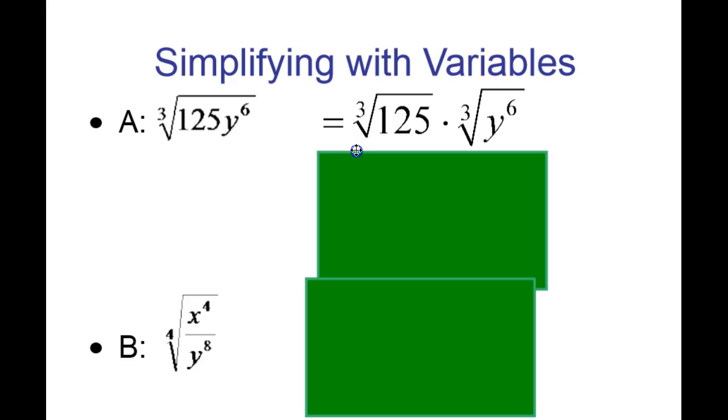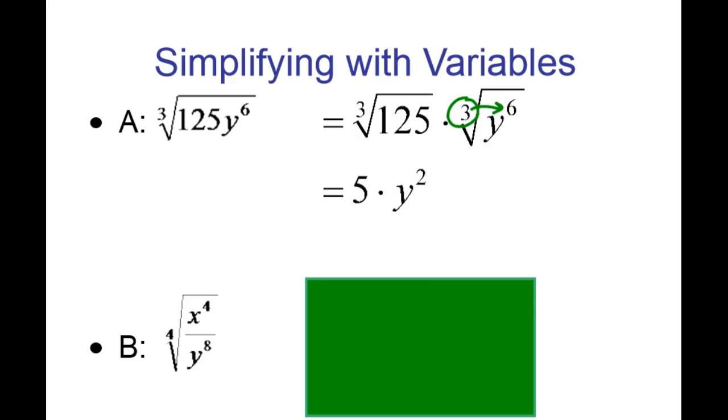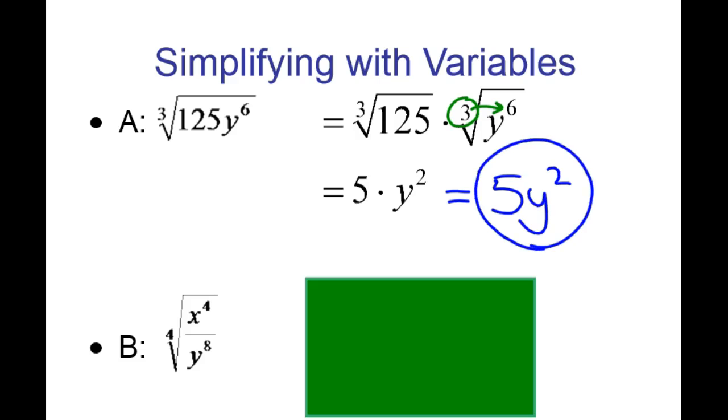Because I am multiplying 125 and y to the 6th power, each one can have its own radical symbol with a cube root. I look on the list that we had from class of perfect cube roots, and I see that 125 is on there, and I also see that 3 goes into 6 twice, which would imply that I end up having y to the 2nd power left over. So as my final answer, I would just write it as 5y squared. You don't need the dot in between, it's a little redundant.